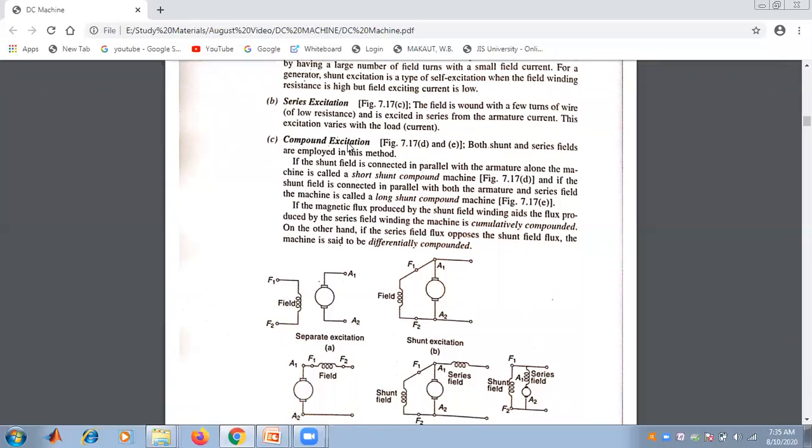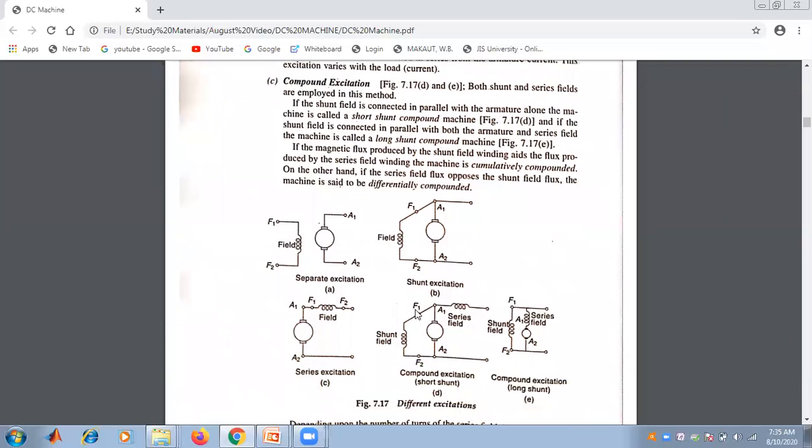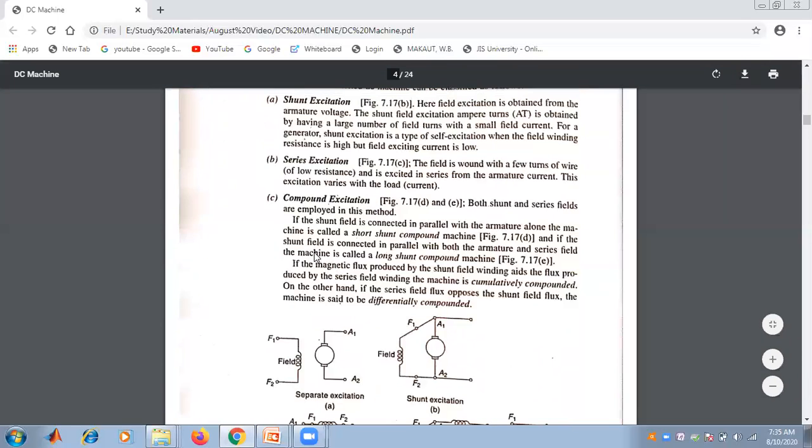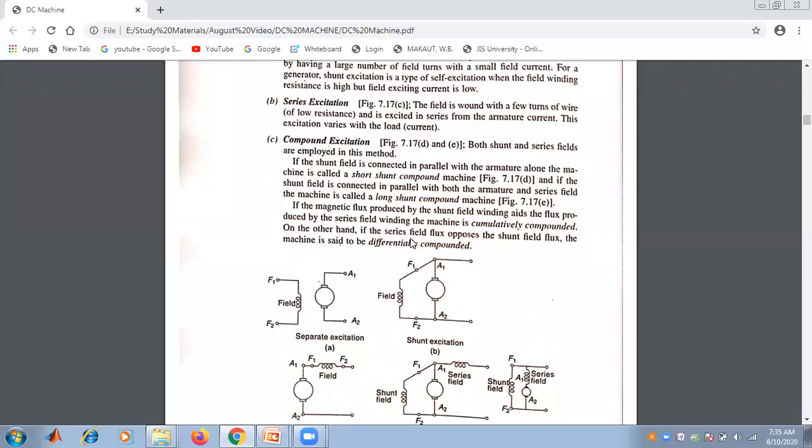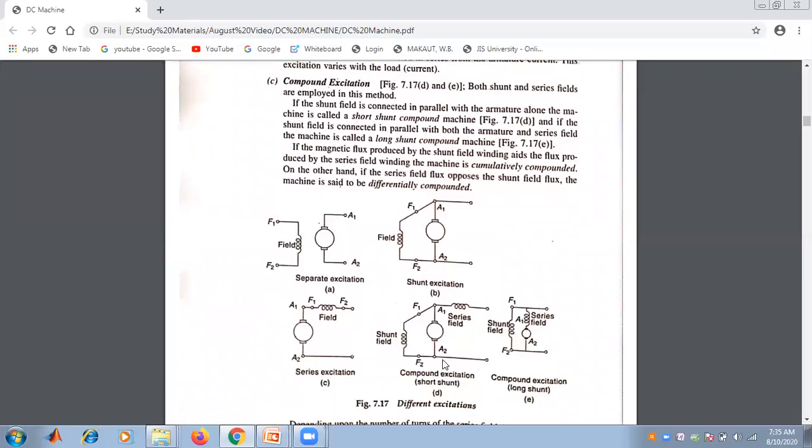This excitation varies with the load current. And the compound excitation, that is shown in figure D, is for short shunt and the long shunt. Where the field winding is given here, if the shunt field is connected in parallel with the armature alone, the machine is called a short shunt machine. The shunt field is connected across the armature.